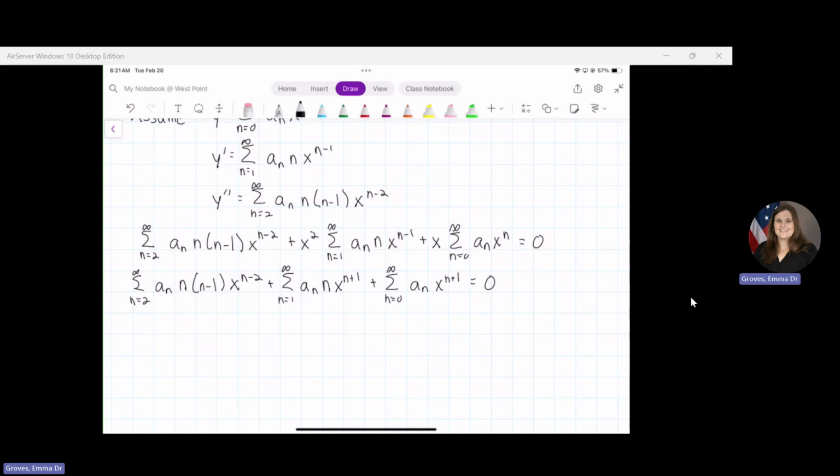So what I'm noticing here is 2 of these summations have a power of x to the n plus 1. I want to get all my summations to have the same power. So we need to try and get that first summation to have x to the n plus 1 as a power. So that means I need to increase the power of x by 3. How can I do that?